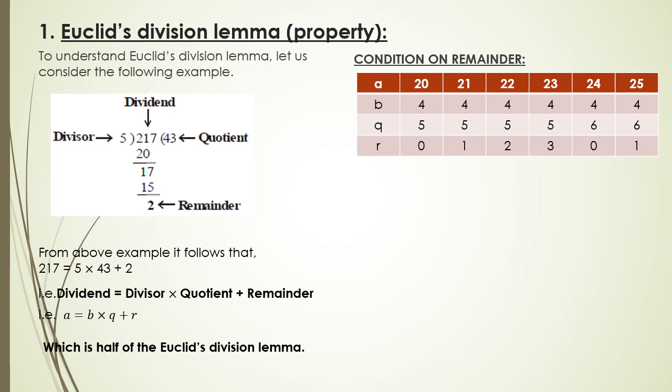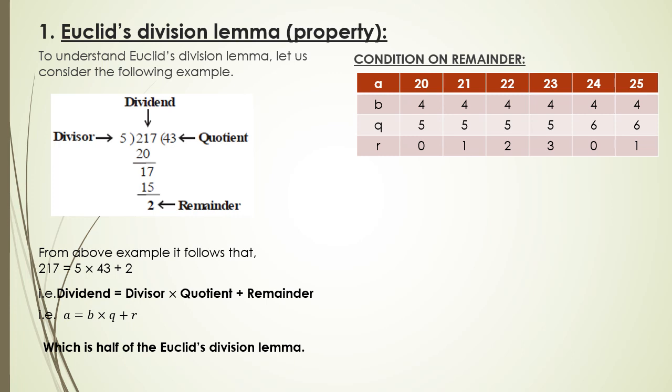In this table, we can see that the quotients are different, but the values of the remainder are repeating. When we divide 20 by 4, the quotient will come 5 and the remainder 0. When we divide 21 by 4, the quotient will be 5 and the remainder 1. When we divide 22 by 4, the quotient will be 5 and the remainder 2. When we divide 23 by 4, in this case, the quotient comes 5 and the remainder is 3.